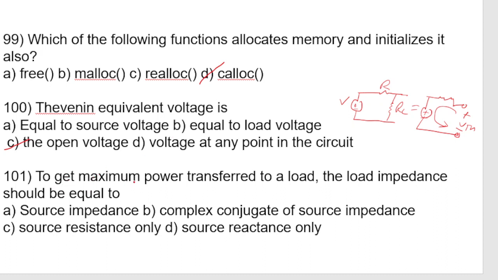To get maximum power transfer to load, the load impedance should be equal to the complex conjugate of source impedance, that is source resistance and the negative of the source reactance. So it is complex conjugate, that is from the maximum power transfer theorem.